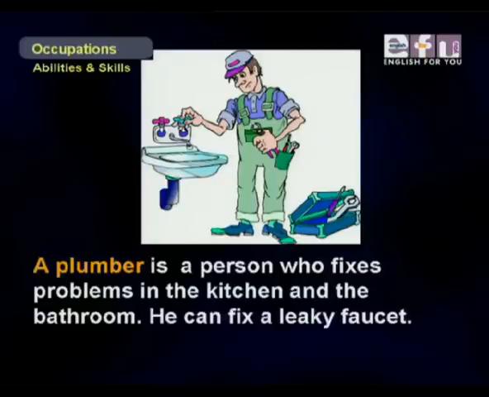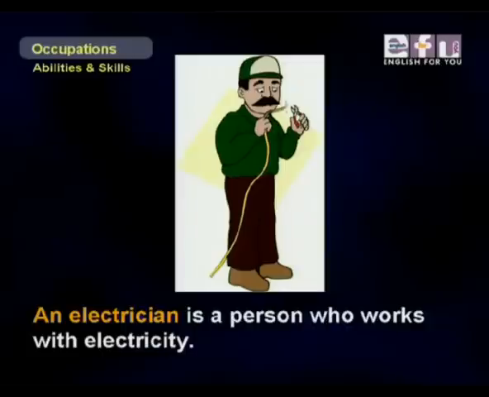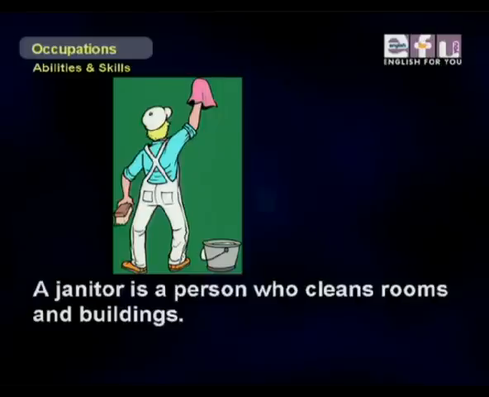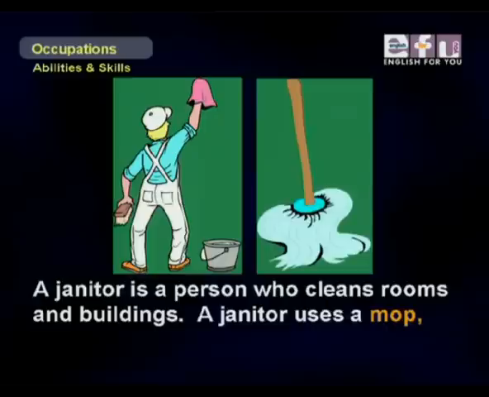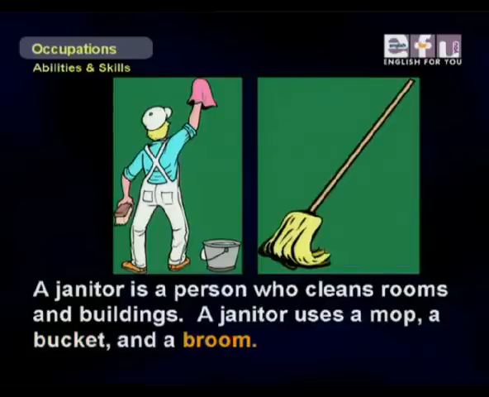Now, a plumber is a person who fixes problems in the kitchen and the bathroom. He can fix a leaky faucet. He can fix a leaky drain. Next picture. An electrician is a person who works with electricity. Next picture. A veterinarian is a doctor who helps animals. And a janitor is a person who cleans rooms and buildings. A janitor uses a mop, a bucket, and a broom.